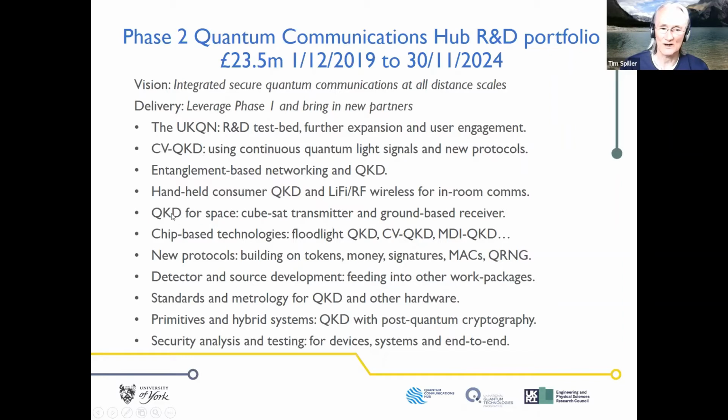In phase one, we had no long distance free space communications. We knew that was a gap, but we couldn't cover everything in phase one. And so in phase two, we're going to be looking at QKD in space. So we're going to have a transmitter up on a small satellite and a ground-based receiver.